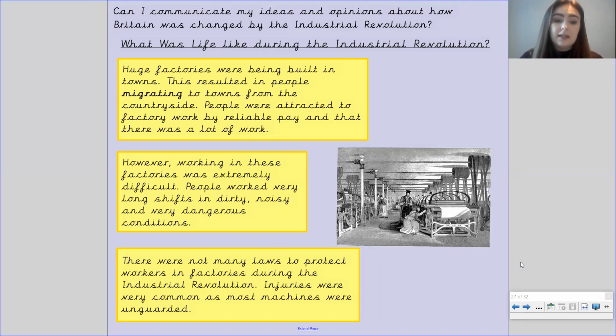However, working in these factories was extremely difficult, and people worked really long shifts in dirty, noisy, and very dangerous conditions. At this point, there were not many laws to protect any workers in the factories, and injuries were very common as machines were unguarded. So a lot of the time, people would hurt themselves quite badly.